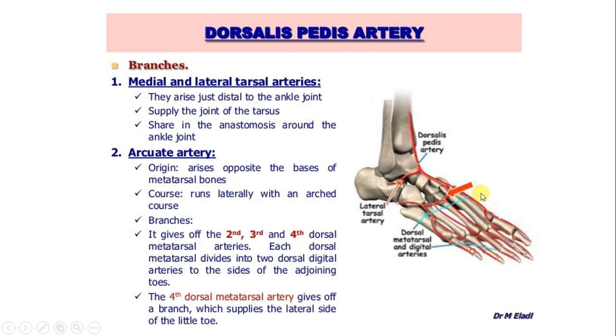Opposite the base of the metatarsals. So here are the heads of the metatarsals, and here are the bases of the metatarsals. It runs laterally in an arched course, therefore it is called the arcuate artery.